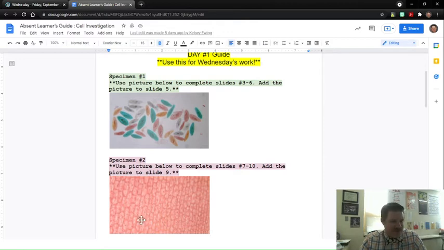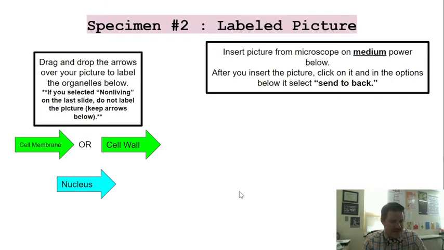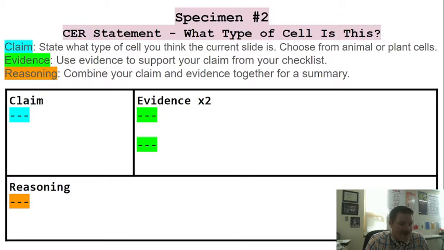These are cells. You can kind of tell the brick shape to them. And they have those little dots in the middle. I'm not going to tell you what those things are, but you should know hopefully what those are if you went through the tutorial. And then you'll do the CER for what type of cell this is. Remember, you're using animals or plants.